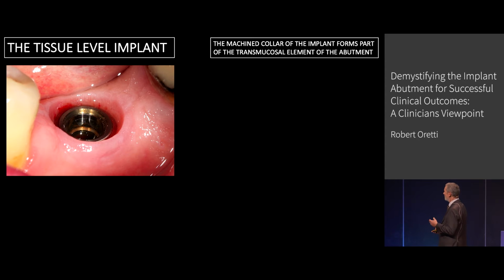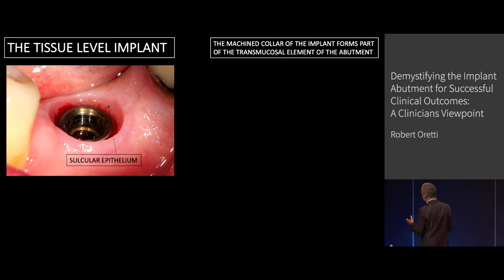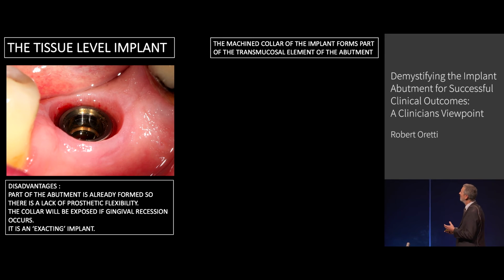So I want to start with, back in 1998, I started using tissue level. Tissue level was all that was available from Straumann, and I got it immediately. And for me, the machine collar forms part of the abutment. And it made total sense to me. And all that was above the implant was sulcular epithelium. And the junction of epithelium and our connection, our attachment, our adhesion, as we sort of put it today, was below the collar, away from the abutment.